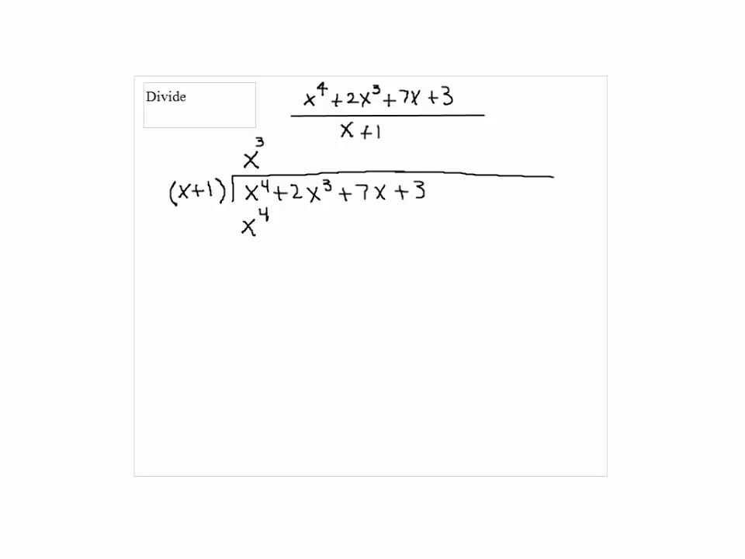You have to ask yourself, what times x give you x to the power of 4? That would be x to the power of 3. So you multiply x to the power of 3 by x to the power of 1. That would give you x to the power of 4. Then we have to distribute x to the power of 3 by this binomial. So we have also x to the power of 3 times 1 would be plus x to the power of 3.